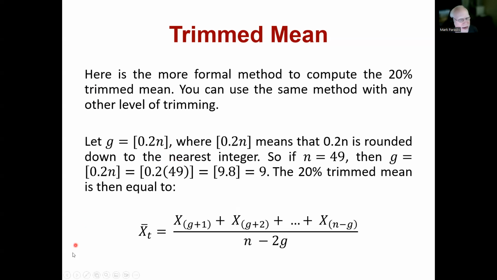So if it's something that interests you, you can read through this for how we do round down. If n is equal to 49, and we're doing a 20% trim mean, 20% of 49 is 9.8. We would round down to 9, and we take the smallest 9 and the highest 9. That's what you would do.